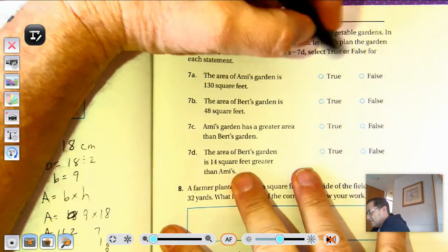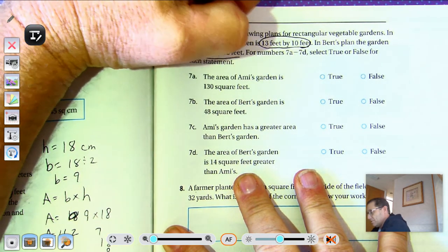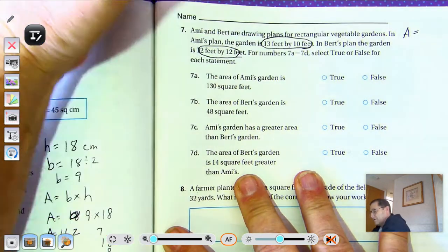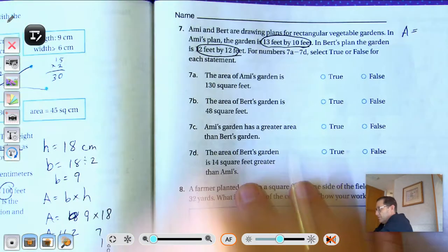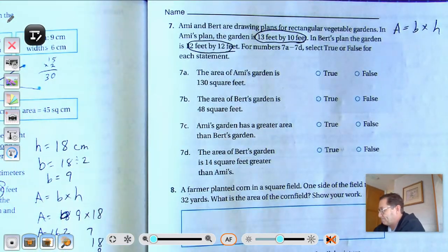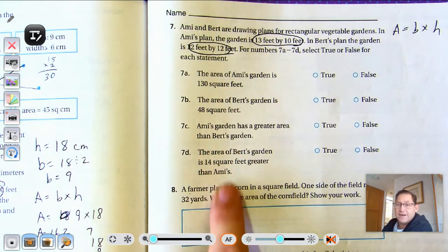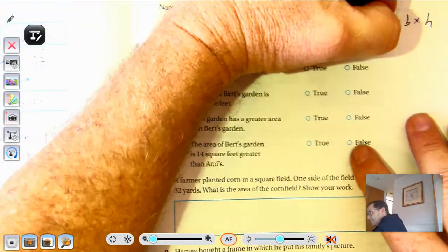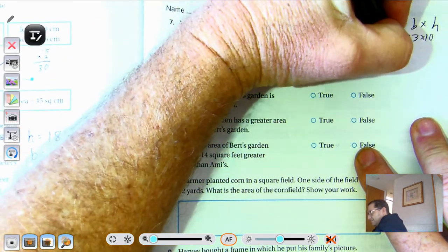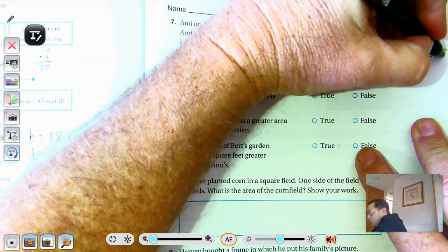All right, so we need to know Amy's is 13 by 10 and Bert's is 12 by 12. Rectangular gardens. Okay. So if they ask us area, it's going to be base times height. I look here at the answers and they're all in area, so we're going to use base times height. So Amy's is 13 times 10. So her area is 130 square feet.